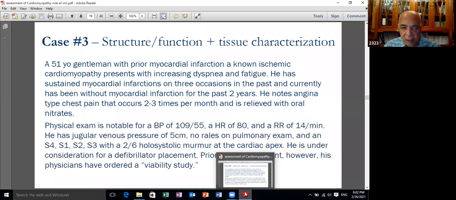His vital signs are all right. His jugular venous pressure is 5 centimeters, that's normal. He's having an S3 and S4 gallop and a systolic murmur over the apex. He's under consideration not for defibrillator implantation, but for resynchronization therapy. But prior to that, the treating physician wants a viability study.